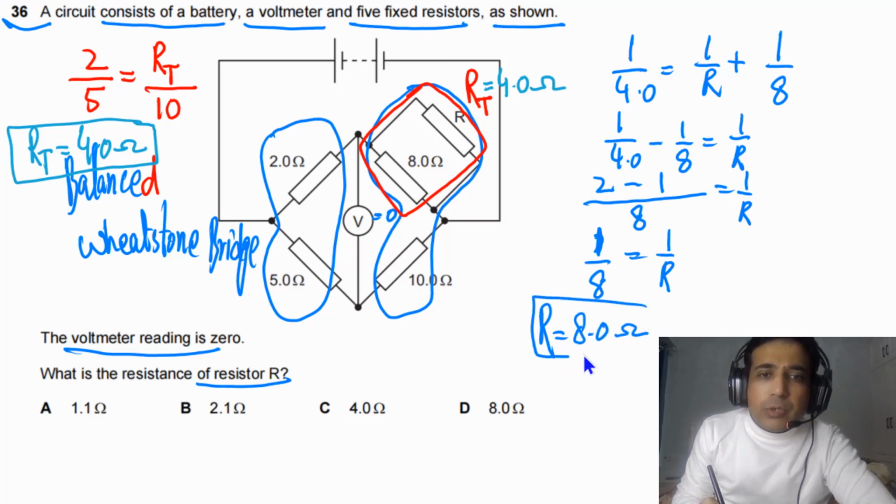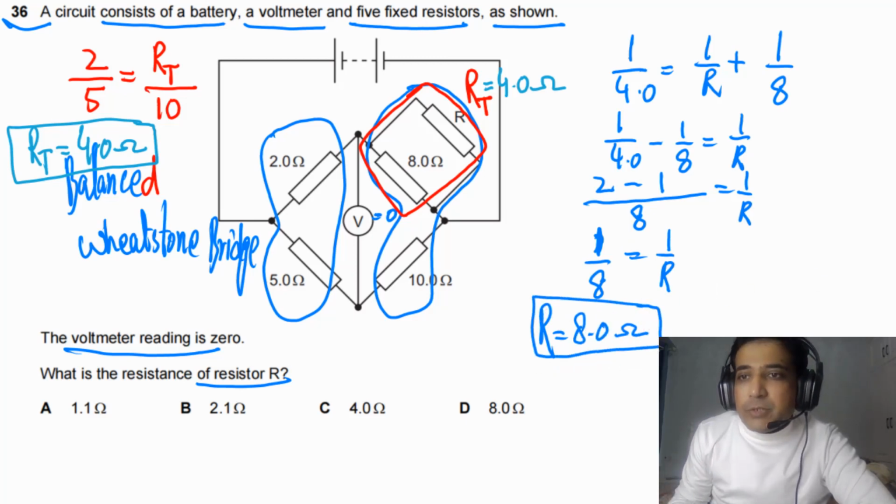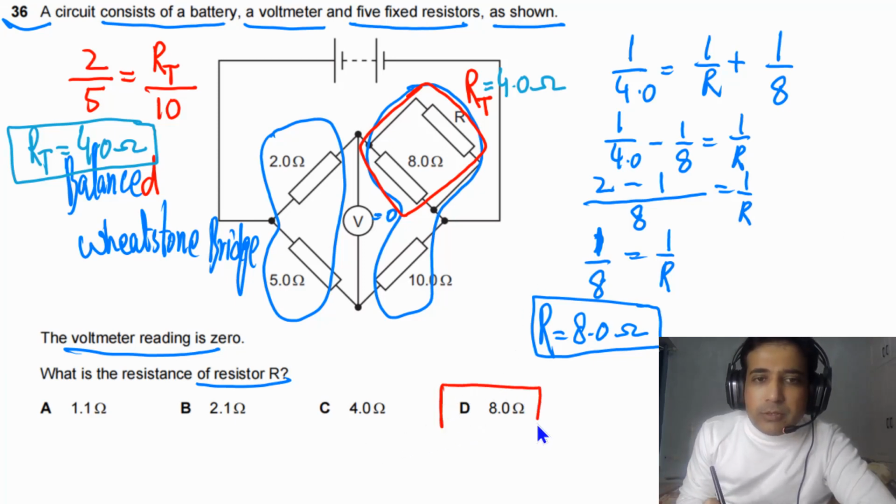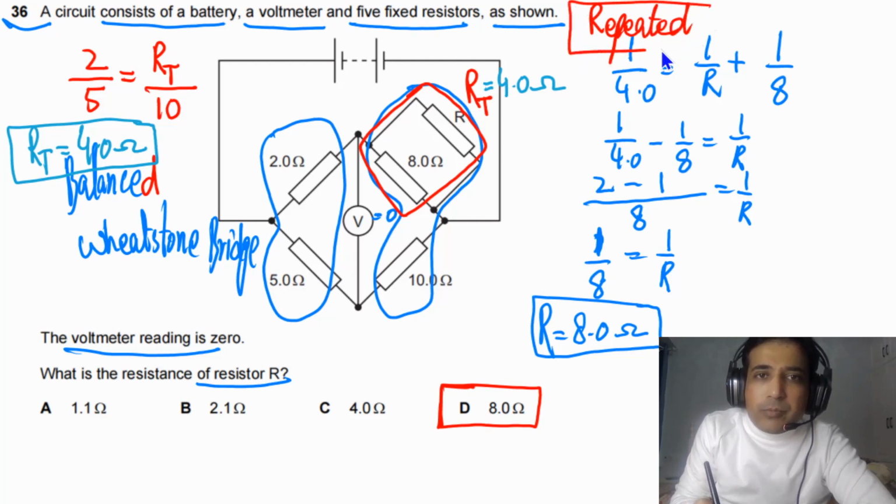So this is how you can approach this problem, and this question is a repeated question. You can find this one in other past papers as well. So this is the third repeated question in this paper.